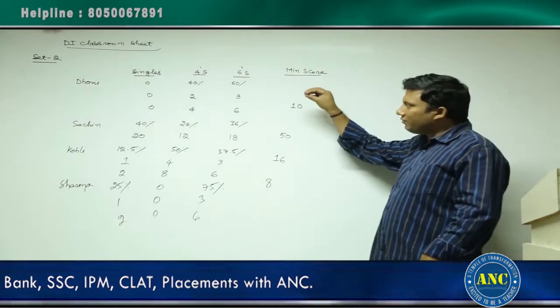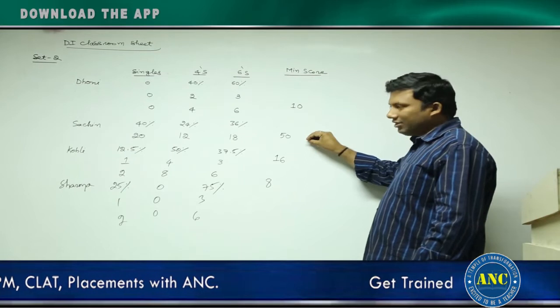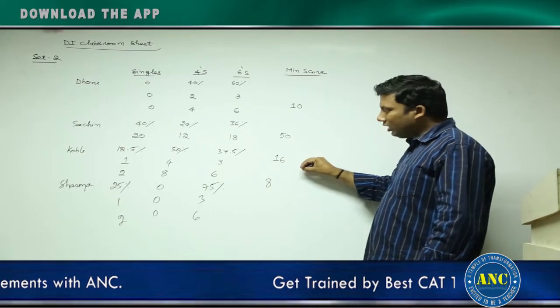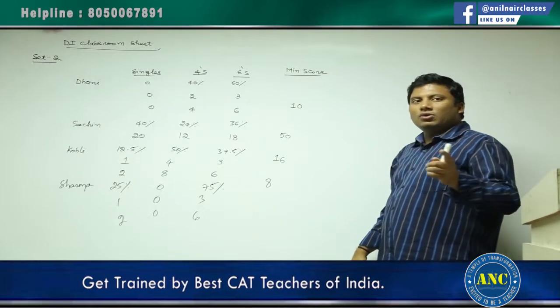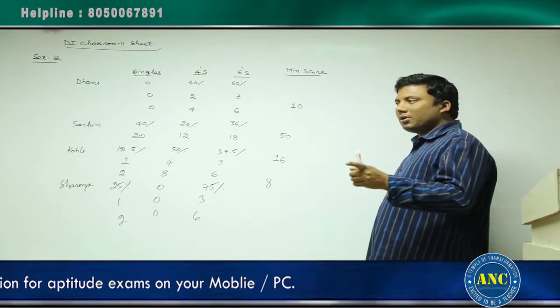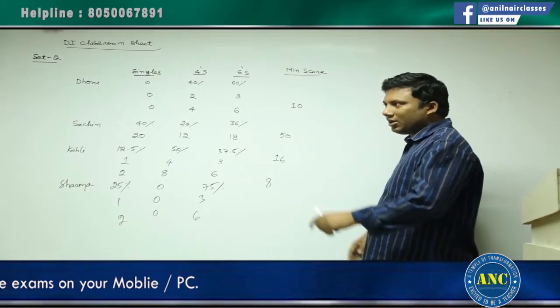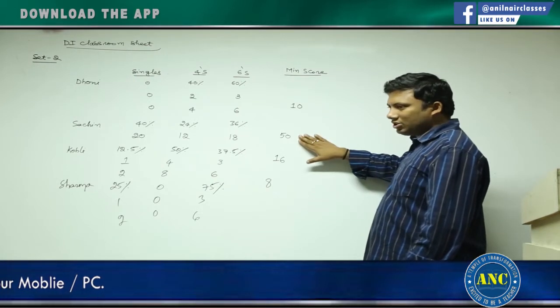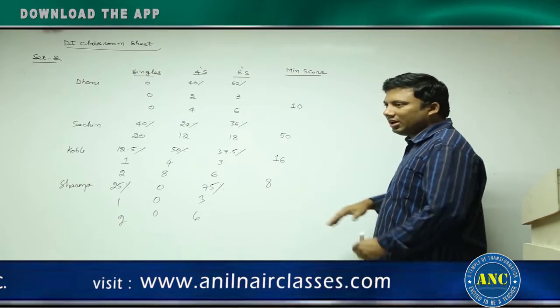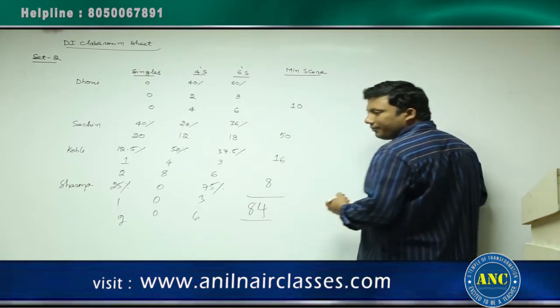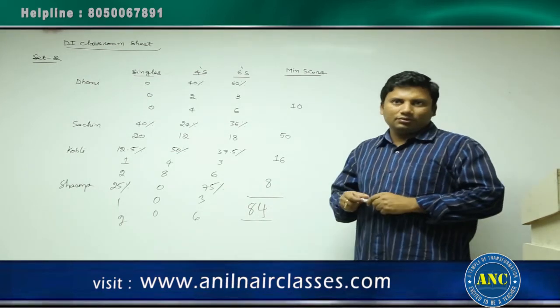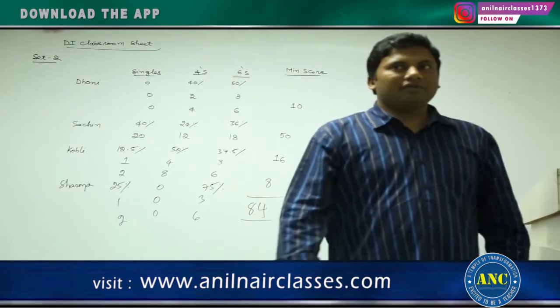What is the minimum score of Dhoni? 10. 50 for Sachin, 16 for Kohli, 8 for Sharma. What is the minimum score of India? Minimum score of India is nothing but the sum of the minimum score of the 4 batsmen. 10 plus 50, 60, 76, 84. Please write down that one. Minimum score of India 84.